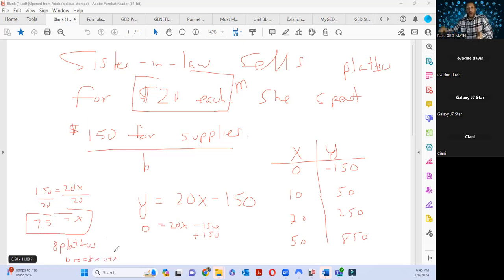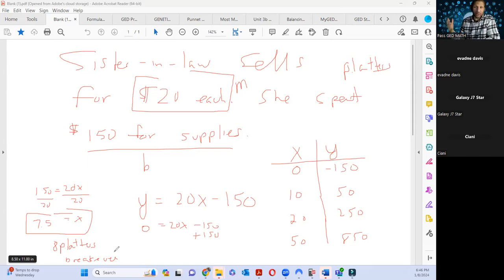This is real world linear equations. So now you know you need to sell 8 platters to break even. Once you sell those 8 platters, you are now in the profit area. You're now making money. This table shows you what happens if you sold 10, if you sold 20, if you sold 50. But you don't know how many you're going to sell, right? It depends how much that $150 in supplies gave you, right? But at least you have a way to figure out how much you're going to make.